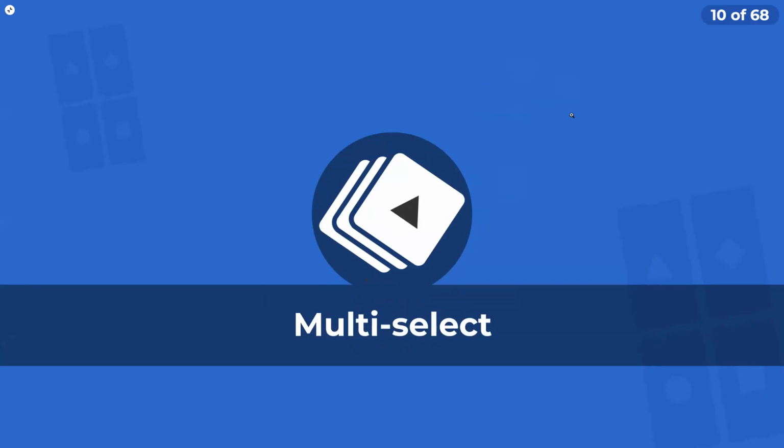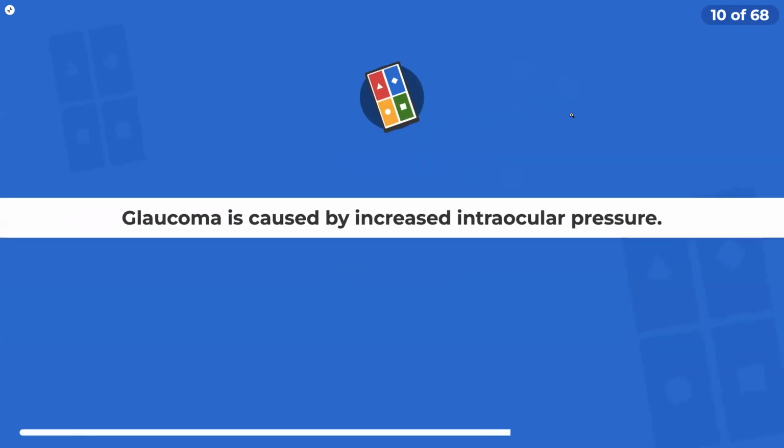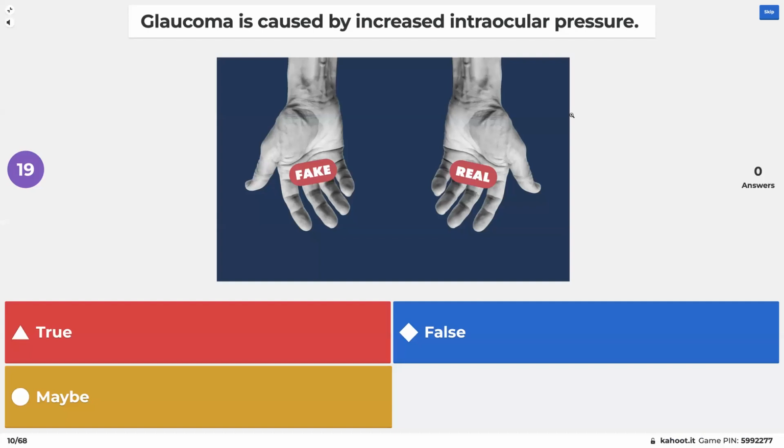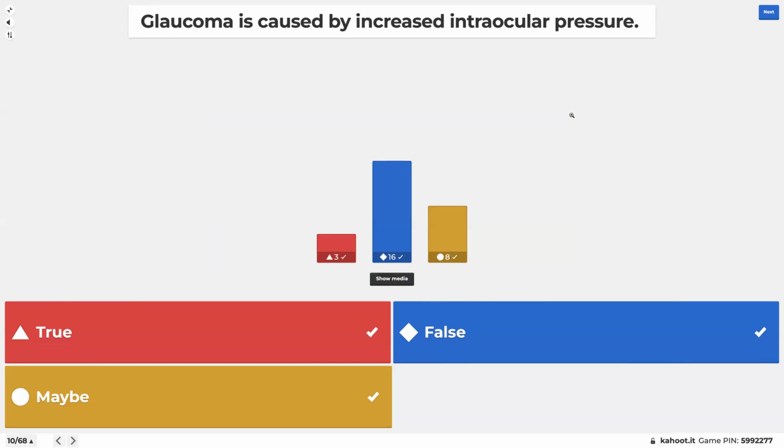So we'll open that up to the animation here. So once again, glaucoma is caused by increased intraocular pressure. So that's true, false, or maybe. So we'll let that count down from 5 to 1. And so we have some people saying true, we have some people saying false, and we have some people saying maybe. And I probably did the terrible thing, but all three are correct.